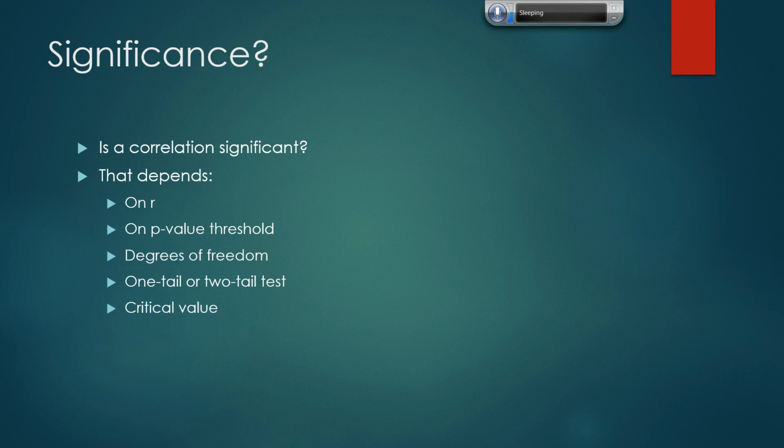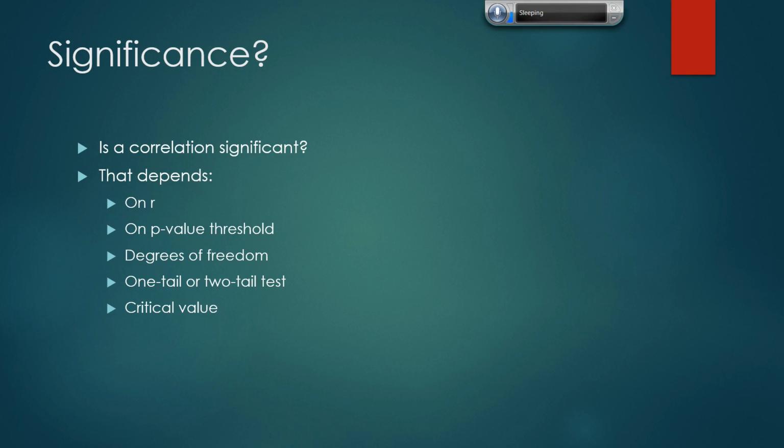So whether or not something is significant is really going to depend first on what the correlation coefficient was. It's also going to depend on the p-value threshold, what we set to be the p-value threshold, and we as the researcher get to decide that. It's going to depend on the degrees of freedom, which is really derived from the sample size. So if in my previous example we're looking at a sample size of 10, that's a pretty small sample size and it's going to yield a small number of degrees of freedom. The larger the degrees of freedom, the more confidence we can have in the result.